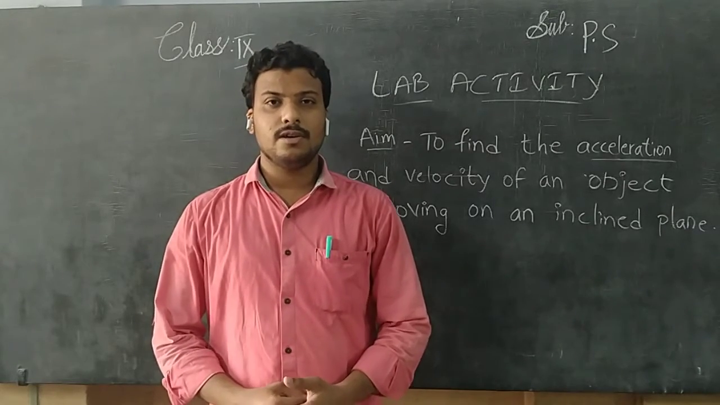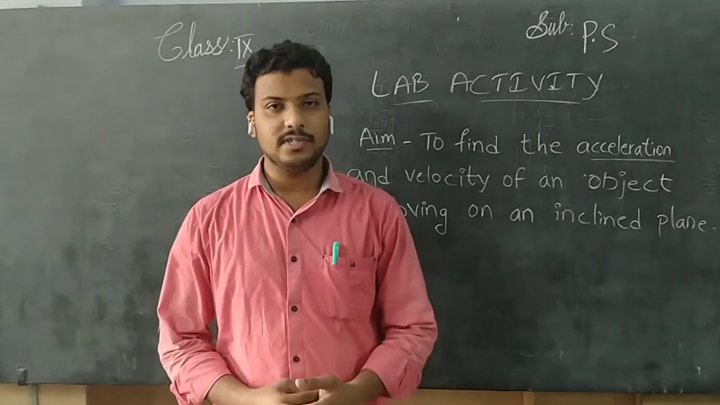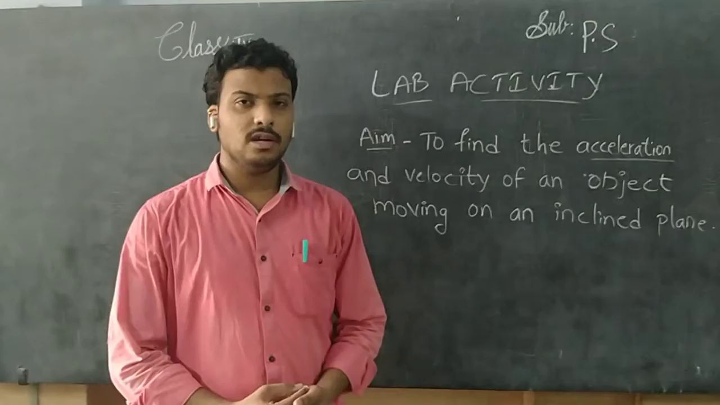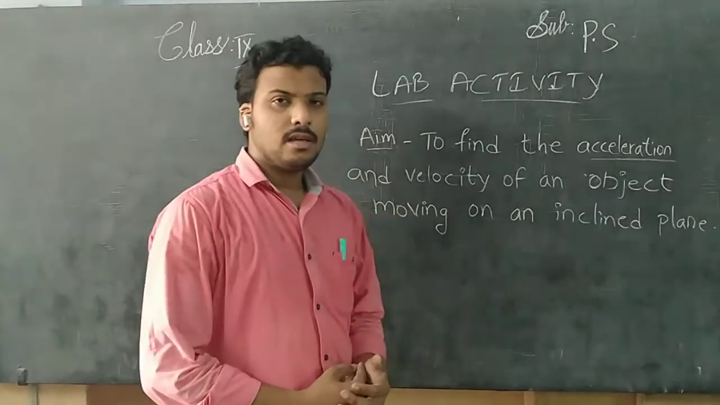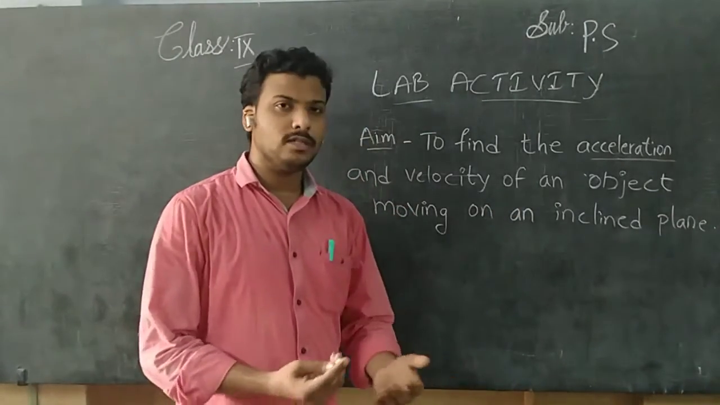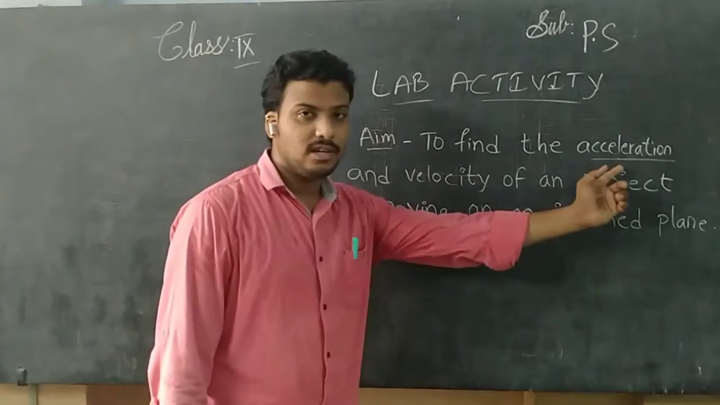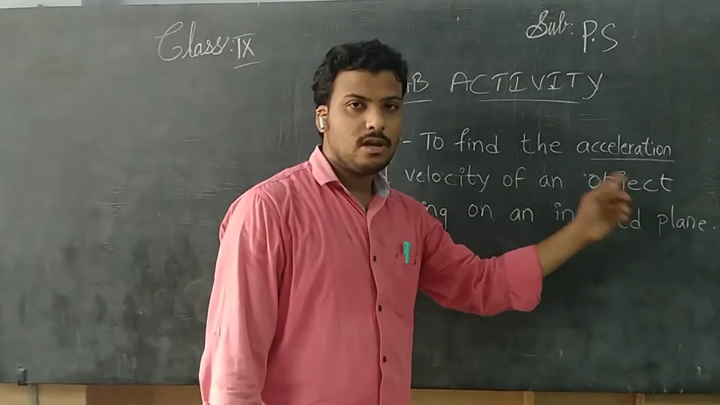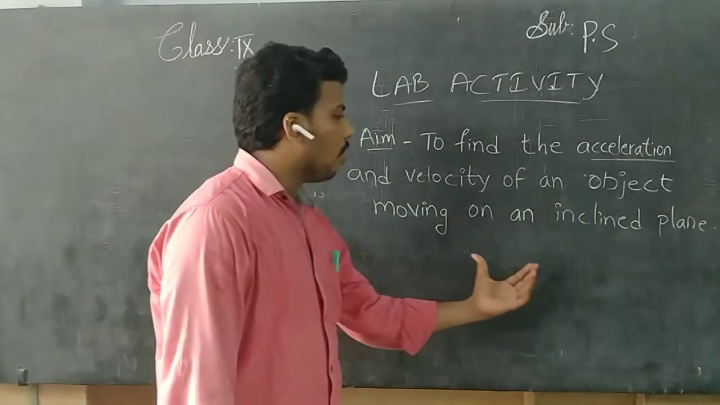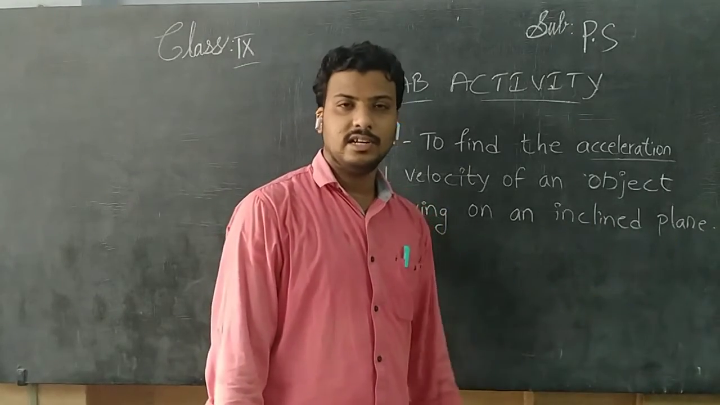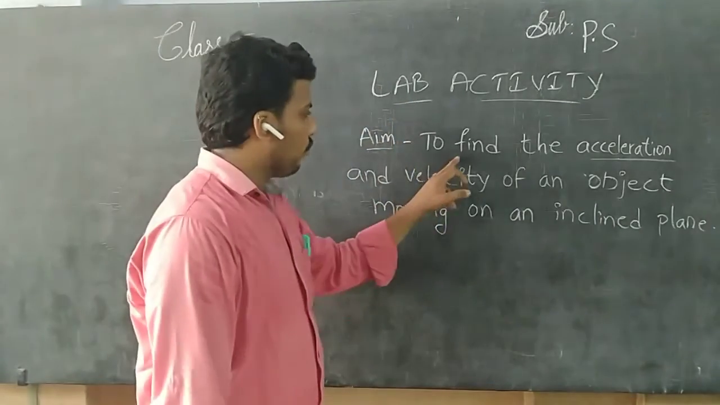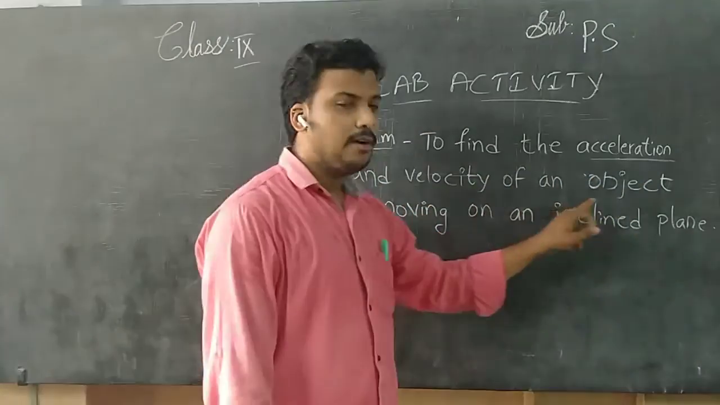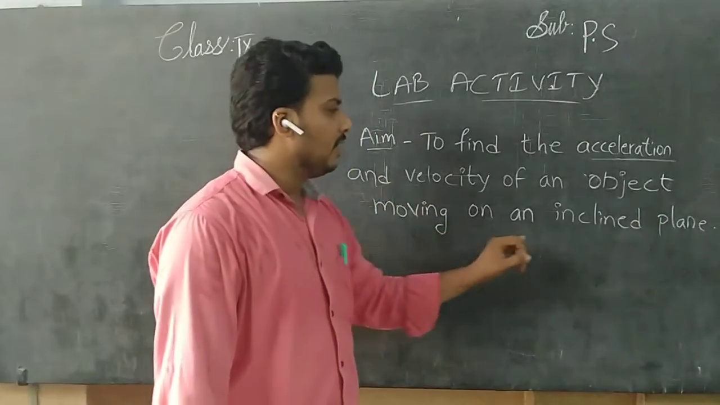In this class we are going to discuss the lab activity of chapter 1, Motion, children. This lab activity aims what? To find the acceleration and velocity of an object moving on an inclined plane. Understand children? Once again I will repeat: to find the acceleration and the velocity of an object moving on an inclined plane.